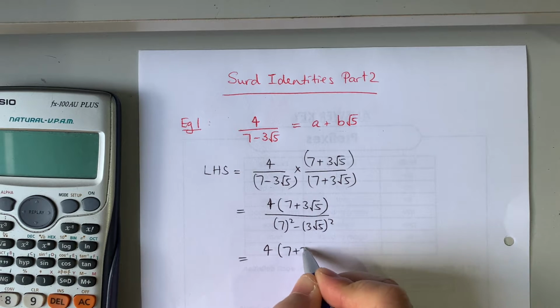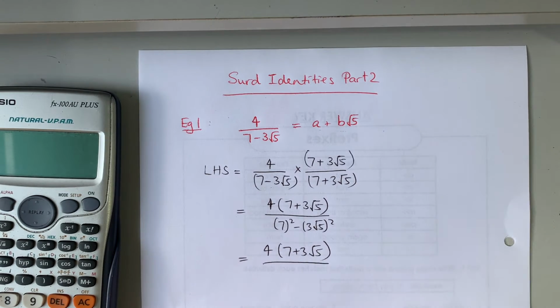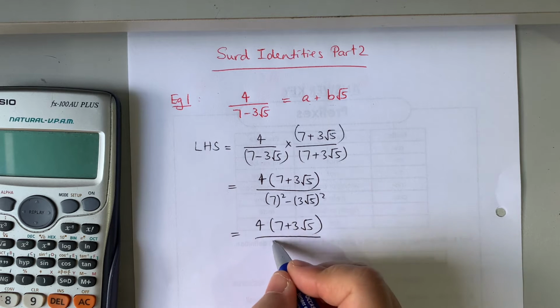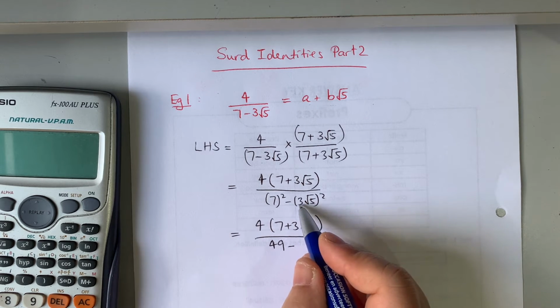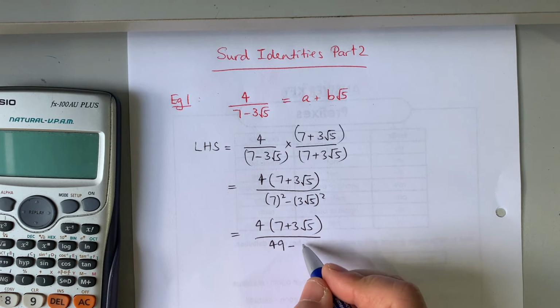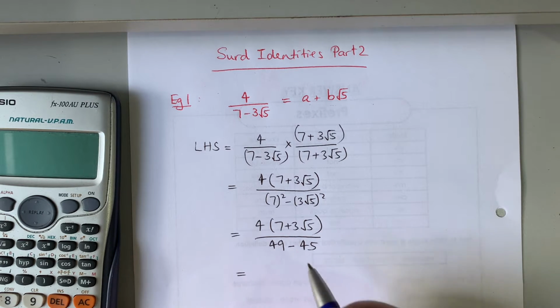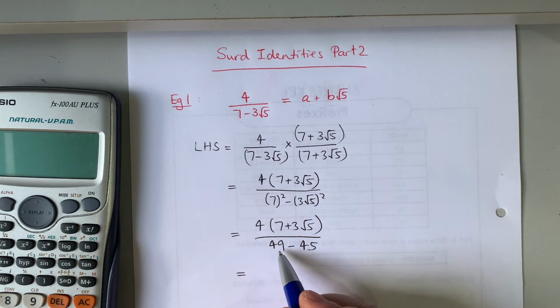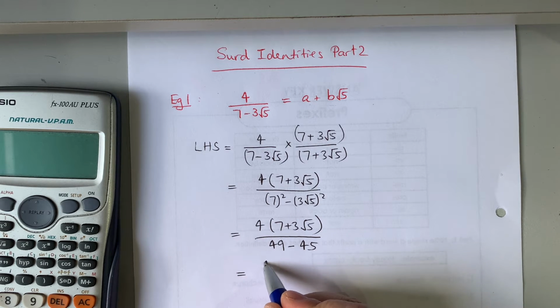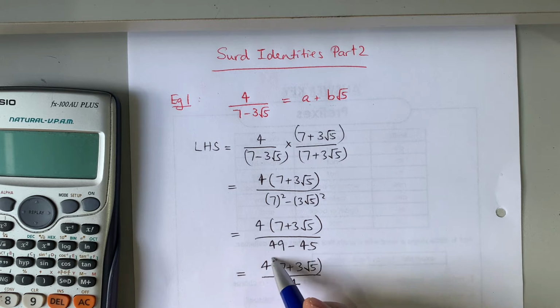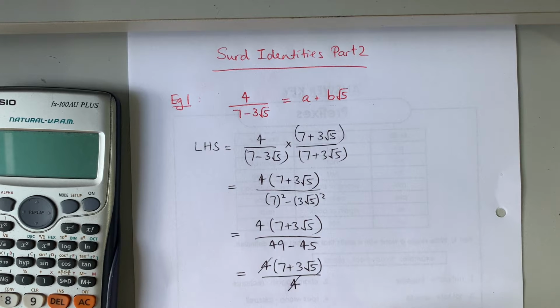4. So 7 squared is 49, subtract 3 root 5 squared, so that's 9 times 5, which is 45. If you're a bit rusty with rationalizing denominators, maybe check out my rationalizing video. So 49 take away 45, so that'll give me 4. 7 plus 3 root 5, so over 4. Now the 4s can cancel out. Then you end up with 7 plus 3 root 5.